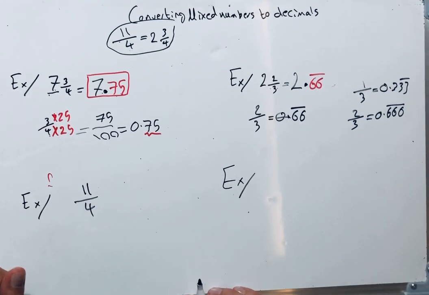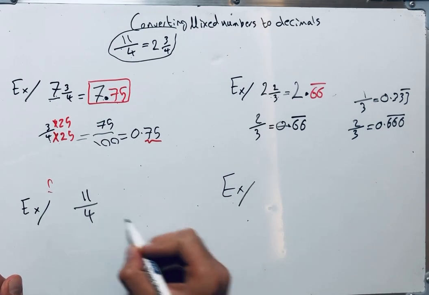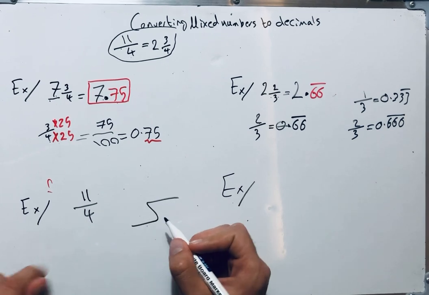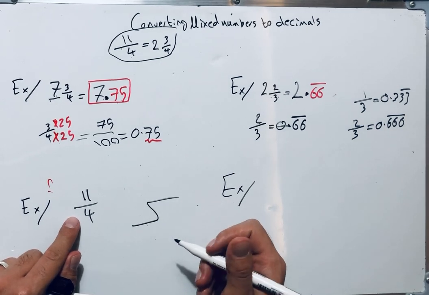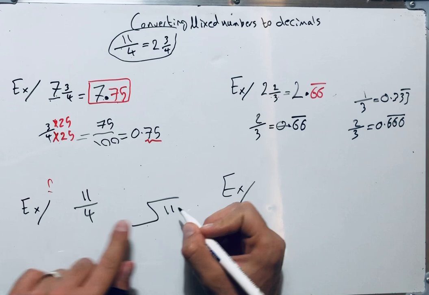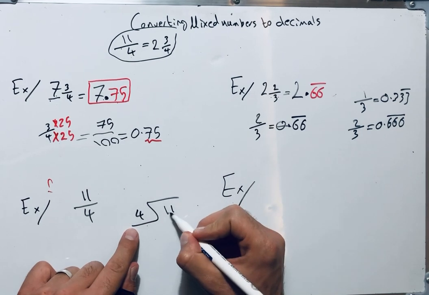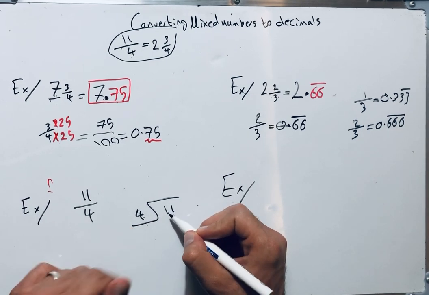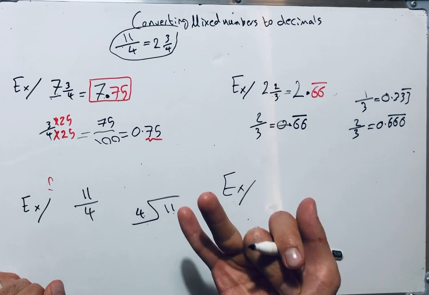This is just a normal fraction. For this, you just do the division. So you put 11 here and 4 here. You would say, how many 4s are in 11? Well, I have 4 and then 8, 12.